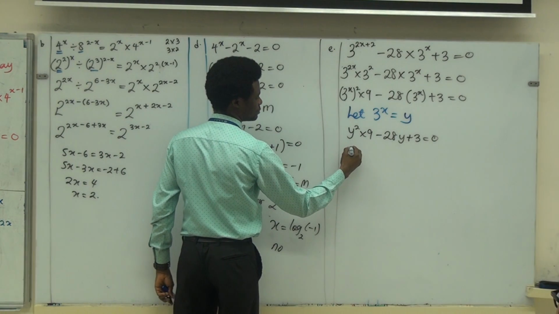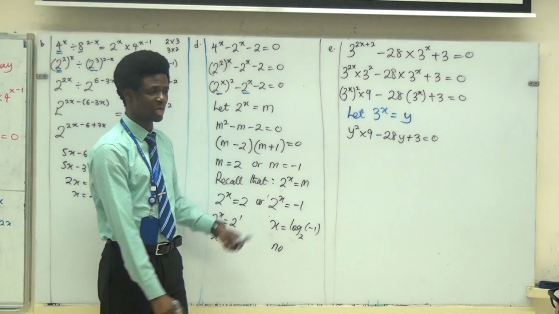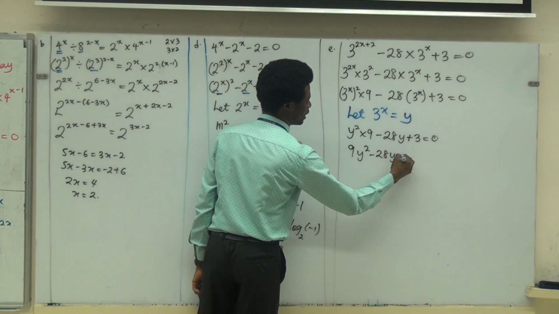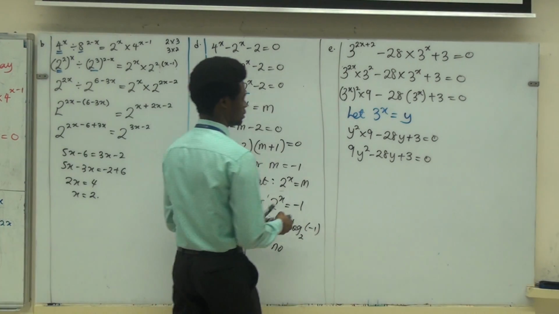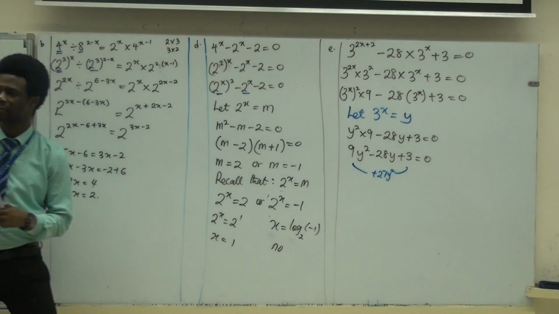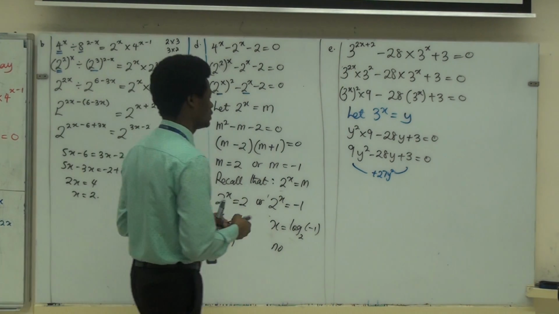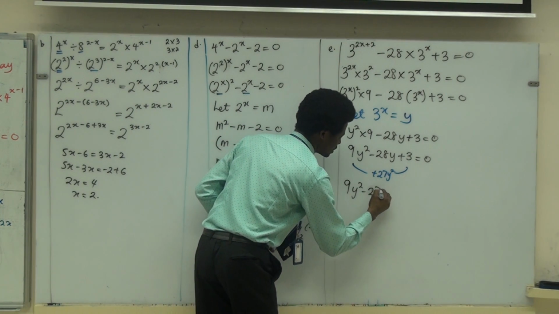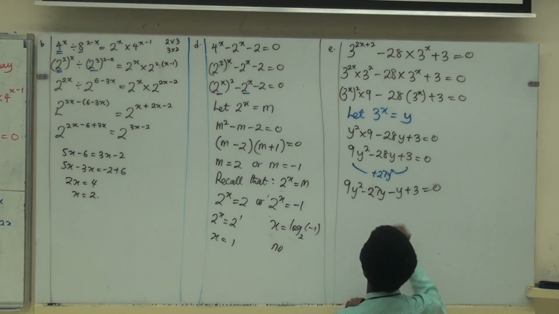So what do we write now? Does this look familiar to us? So tell me the next thing you will write. 9y squared, minus 28y plus 3 equals 0. So what do we do now? Factorize. Remember this factorization? So what are the factors of 27? That gives you 28. 27 and 1. So 9y squared minus what? 27y minus 1y, right?